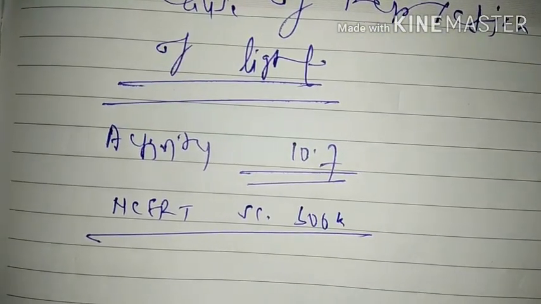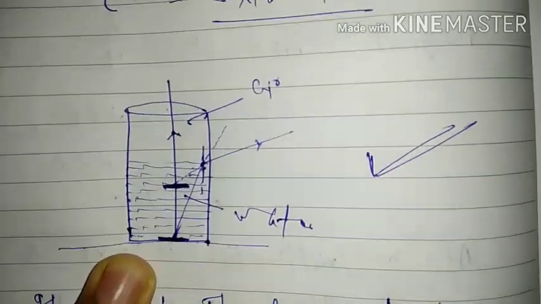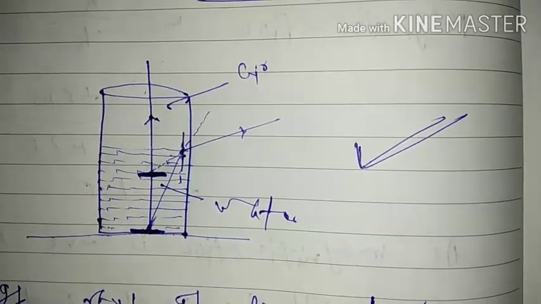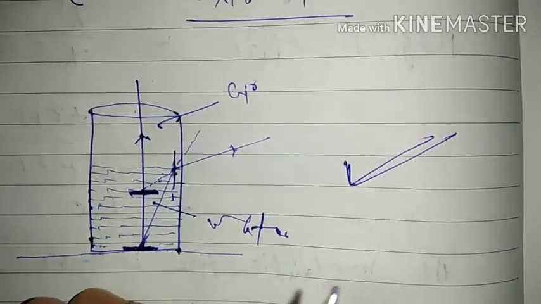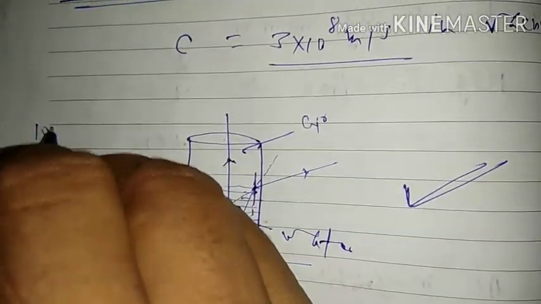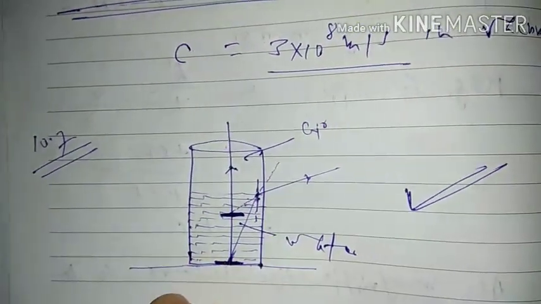Place a coin at the bottom of a bucket. I have explained it here. This is the activity, this is activity 10.7. Before starting my study, I have already explained it. This is the explanation of your activity 10.7.